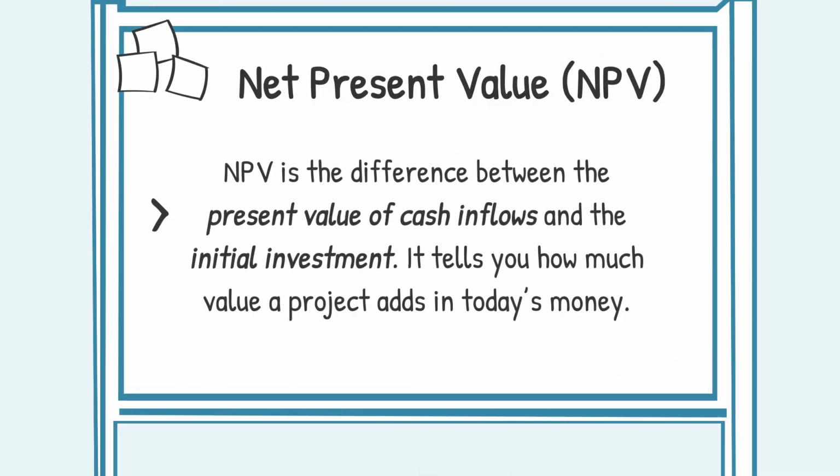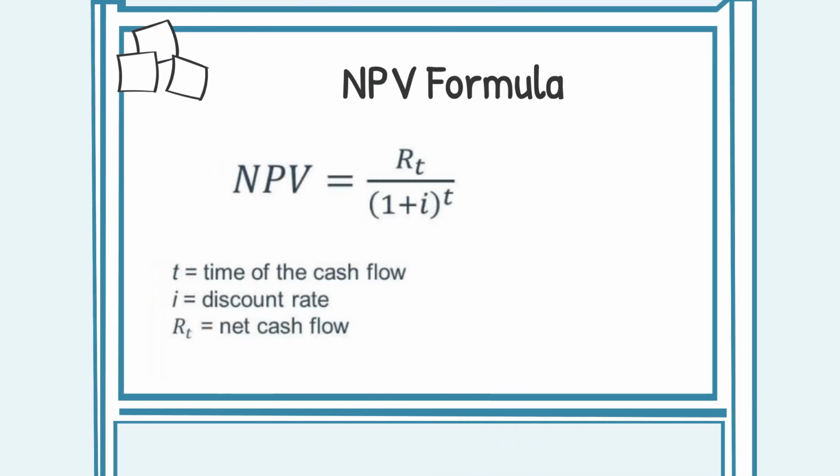The net present value, NPV, is a method that is primarily used for financial analysis in determining the feasibility of investment in a project or a business. It is the present value of future cash flows compared with the initial investment. It tells you how much value a project adds in today's money. The formula used to calculate NPV is: the present value of a future net cash flow, Rt, at a time t is calculated by dividing that cash flow by 1 plus i raised to the power t, where i is the discount rate and t is the time period.